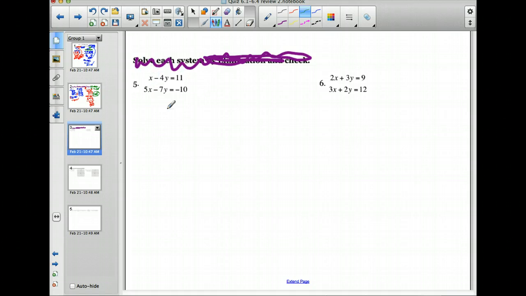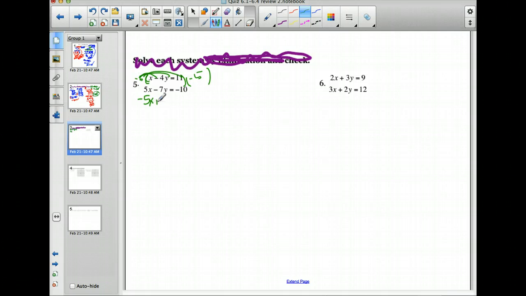Alright, now we can't just add them and have anything eliminate. Since we only have an isolated x here, I think it's easiest to multiply just the top equation by a negative 5. So I'm going to do negative 5 times this top equation. I'm going to rewrite it underneath so that I can then add. It just makes it a little easier. The neater you do your work, the better it's going to be.